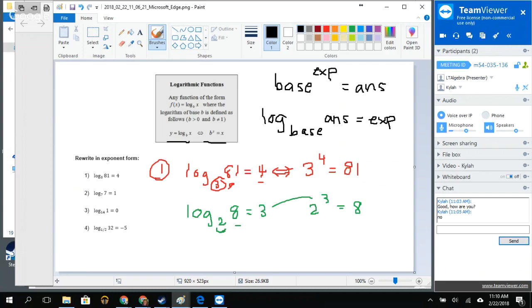So if I have example number 3, I have log base 7 of 7 equals 1. So I know my base is 7 because that's what went to my basement, 7, right? And I know my answer is 7, and my exponent is 1. And that makes sense, right? 7 to the 1st power equals 7.